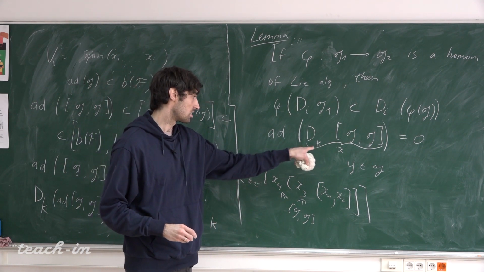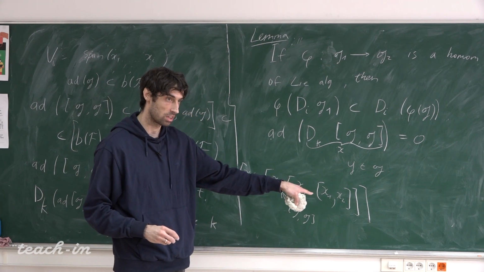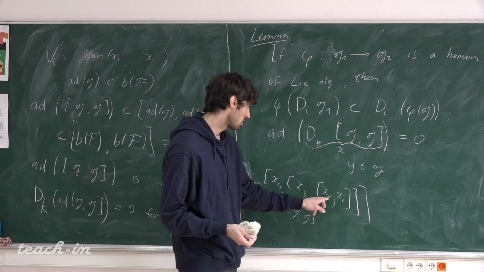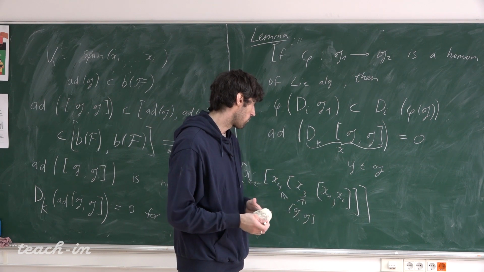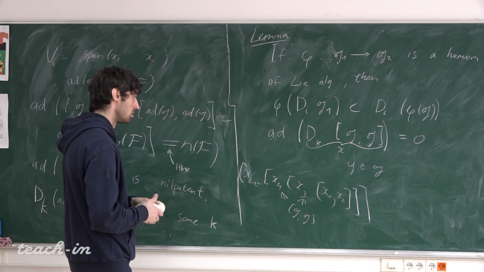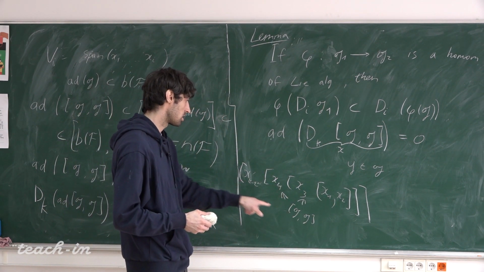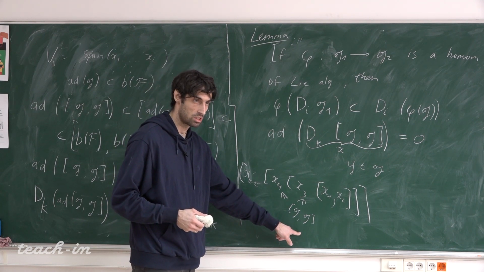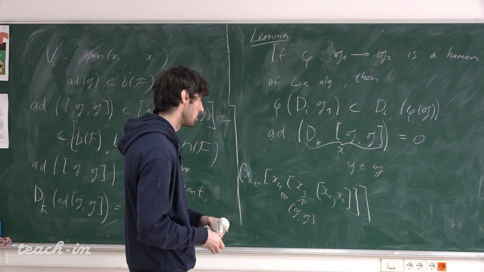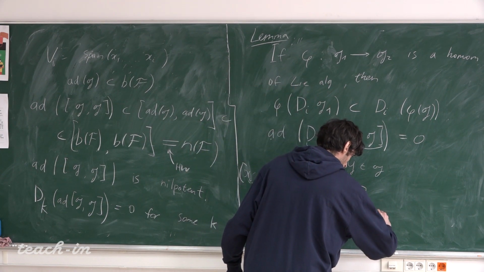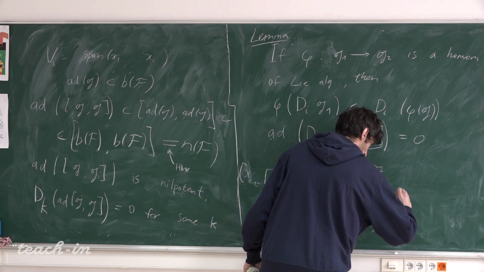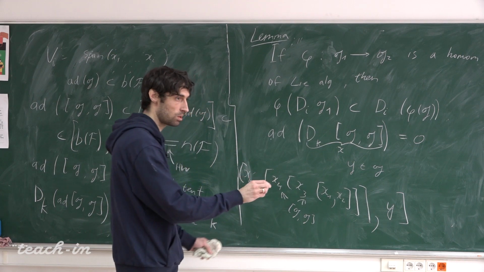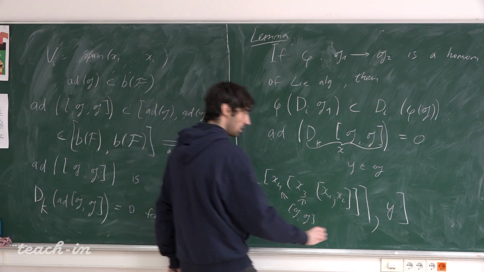So this is this thing. So that's how x looks like. These two things are from G, and these things are all from the G comma G commutator. Then I take this commutator with some y, any y from G, and I get 0.